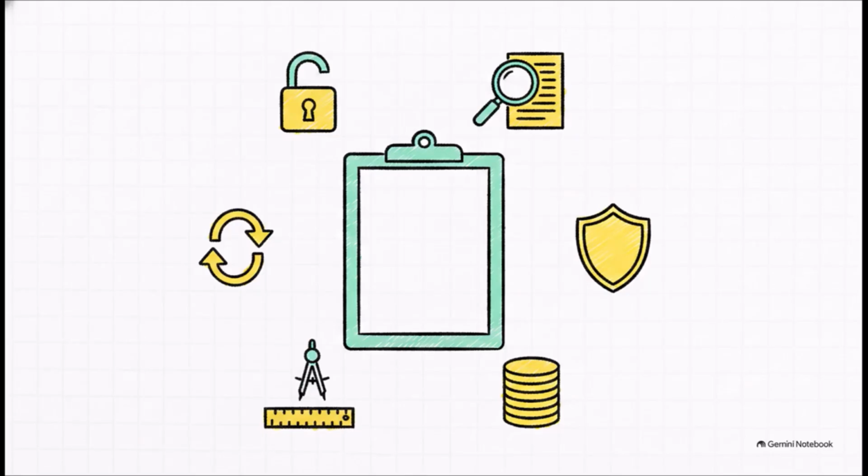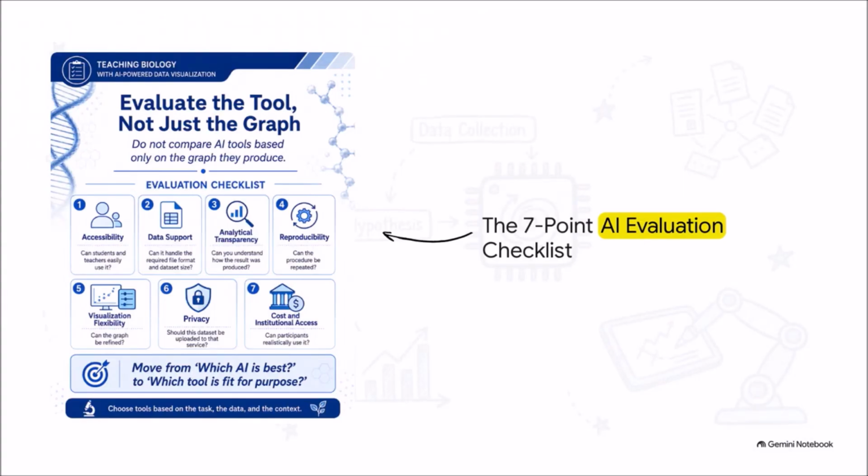To protect against that exact mistake, our sources give us this incredibly comprehensive 7-point evaluation checklist. It runs through accessibility, data support, analytical transparency, reproducibility, visualization flexibility, privacy, and finally, cost and institutional access. Going through this list is how you guarantee that the tool actually supports rigorous academic standards rather than just being a fun toy that generates eye candy. Let's zero in on a couple of the most vital questions from this checklist.